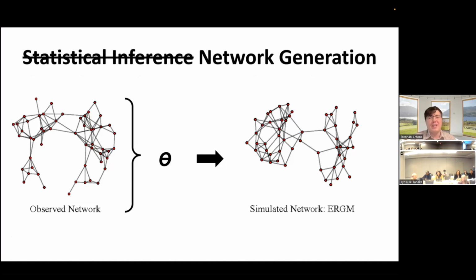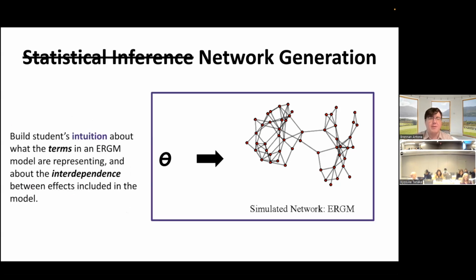So that's where we came up with the idea of using the thetas, the coefficients in the model, to simulate new networks. That's something that's already done in the Monte Carlo maximum likelihood estimation process for ERGM. But we wanted to use this process of generating networks as a way to help students build intuition about what the different terms in the model are doing. So if I change one of the coefficients, dial it up, dial it down, how is that going to change the type of network it corresponds to? How do those networks look different? That was the goal of building this exercise.